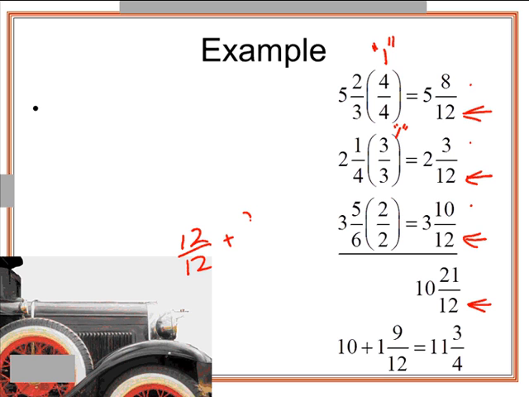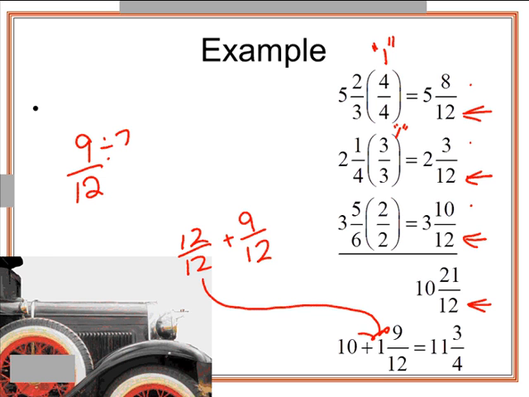plus 9 twelfths. Well, the 12 twelfths is 1. Then the 9 twelfths can be reduced. If I divide both numerator and denominator by 3, we get the 3/4. So the 10 plus the 1 is the 11, and then there's the 3/4.